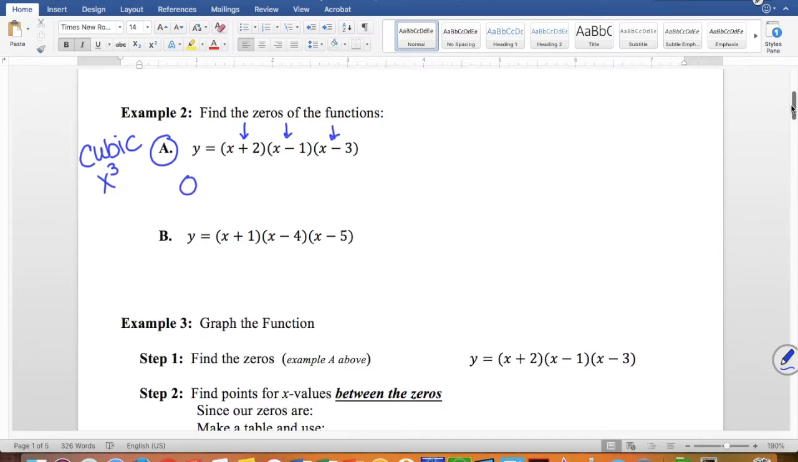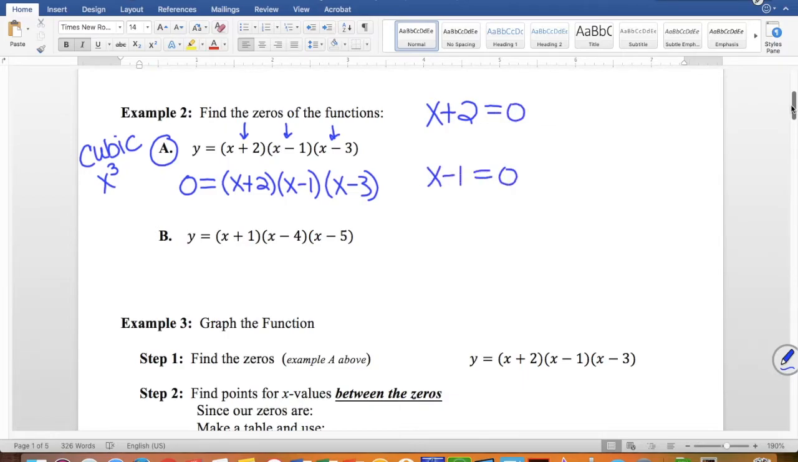So I'm going to set this equation equal to 0. That's important because once you set it equal to 0, then you can use that zero product property. I know that one of these three parentheses has to equal 0 for me to get a 0 when I multiply them all together. So in other words, that means x plus 2 must equal 0, or x minus 1 must equal 0, or x minus 3 has to equal 0.